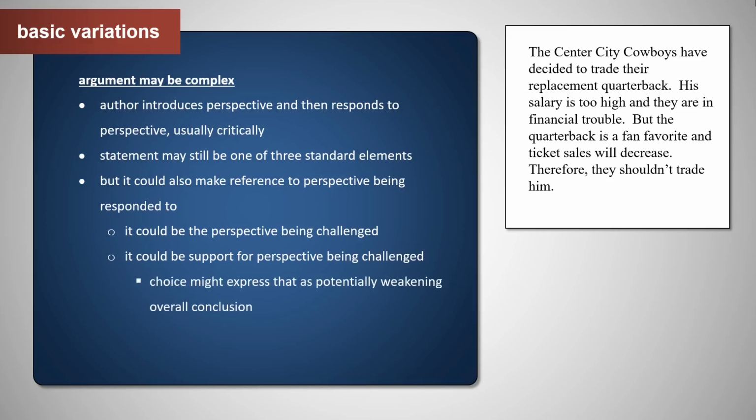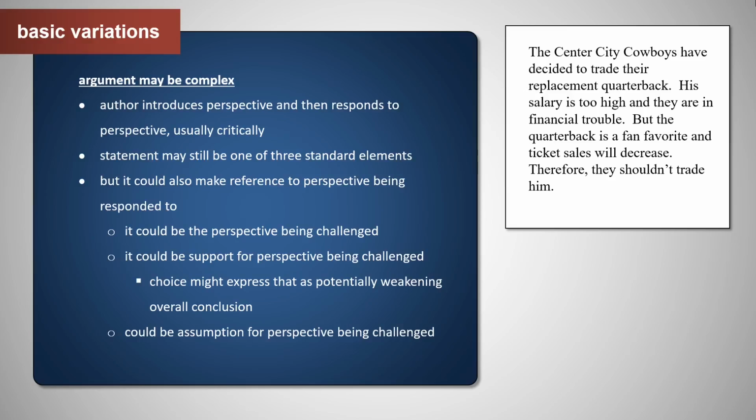And likewise, the choice might express that as potentially weakening the overall conclusion. Depends how they phrase it. So instead of being support for what's being challenged, it could just be something that is a potential reason why the challenge may not necessarily hold, in this case, why they should trade him as opposed to not trading him because his salary is too high. So that could be phrased that way as well. You could also have situations where it's just an assumption for the perspective being challenged, where they're making the assumption explicit, but it's something that is essentially an essential premise. You can think of it that way as well.